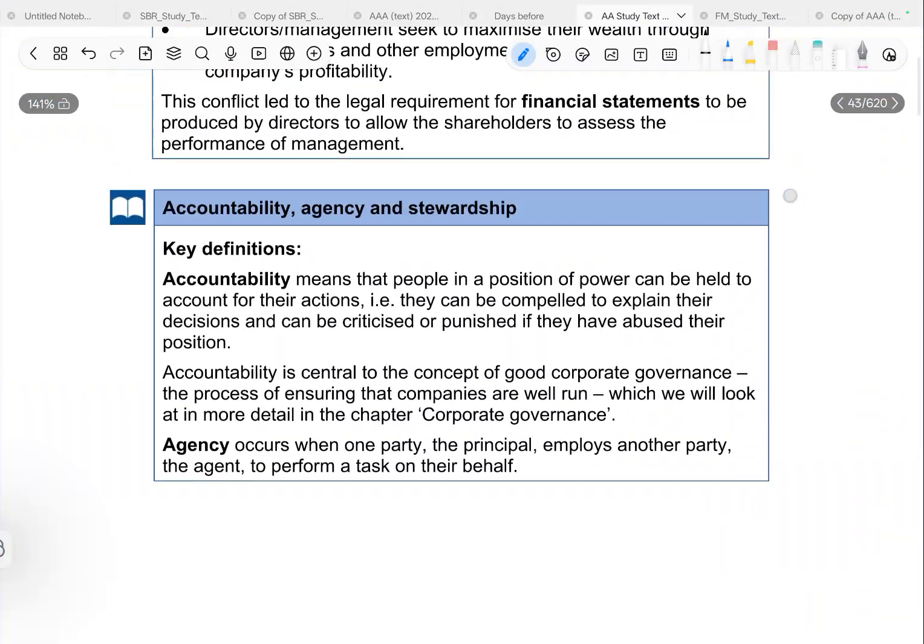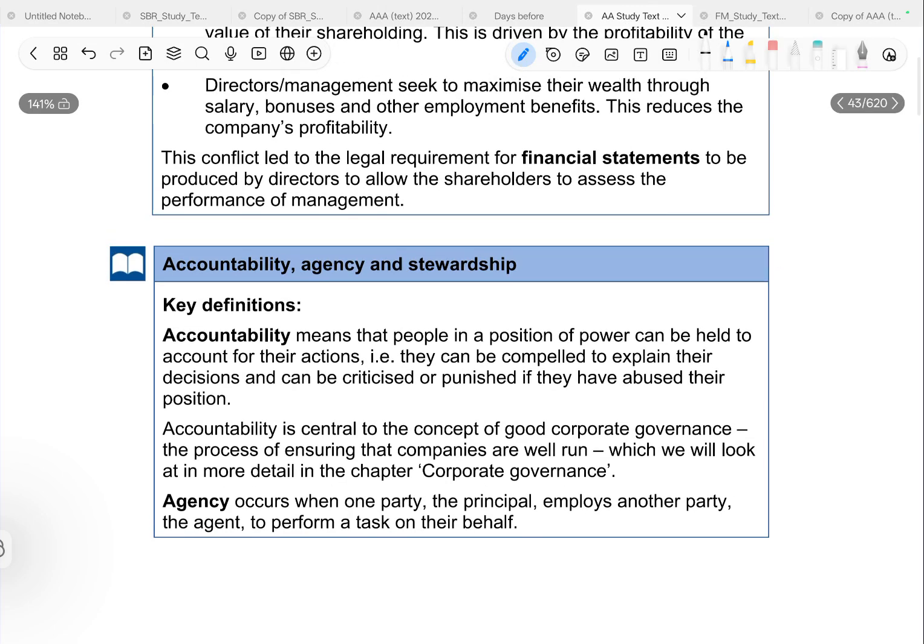The first one is accountability. Accountability means that the people in the position of power must be answerable for their actions. In simple terms, if someone is managing resources or making important decisions, they must be able to explain and justify those decisions. And if they misuse their power, they can be criticized or even punished. Accountability is actually a very key part of good corporate governance, which is basically about ensuring companies are run properly and ethically. We'll study corporate governance in more detail in another chapter.